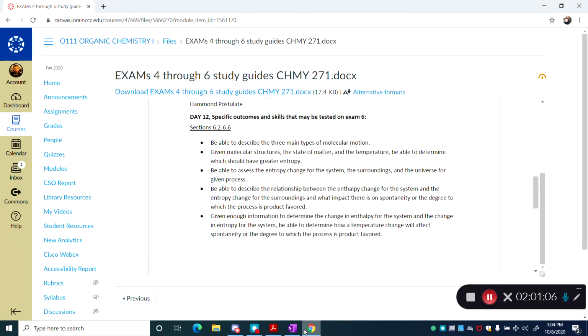So day 12, the three types of molecular motion are vibrational, rotational, and translational. Bonds stretching and bending is vibration. Bonds and molecules rotating and flipping over in space is rotation. And if you have a liquid or a gas, the particles flying through space, that's translation or translational energy.